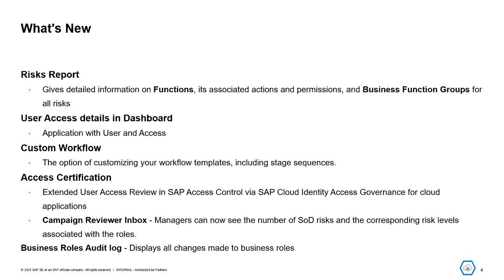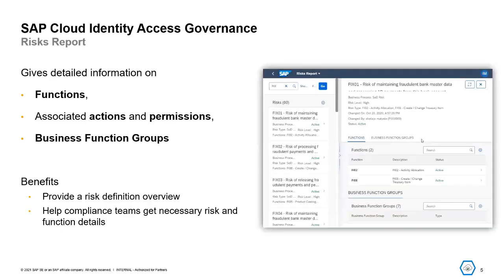It's also essential that when business role updates are captured, the change log is captured. Since business role modifications result in access adjustments, we also ensure that we capture all those logs as part of the business roles audit log. Just to give you a little more insight into what the risk report is all about, a risk is typically defined by two functions. In the case of S4D, we call it the two functions.